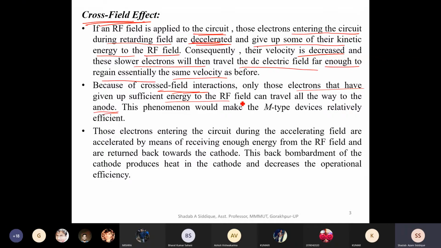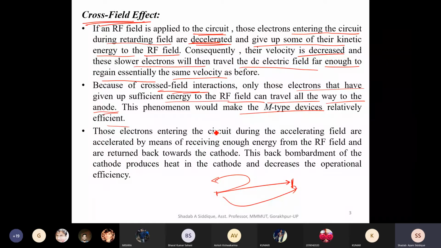So those who have given up their energy to the RF field can travel from the cathode to the anode, maybe along a bending path. Those who have not given up their energy return back. We will see this phenomenon makes the M-type device relatively efficient.